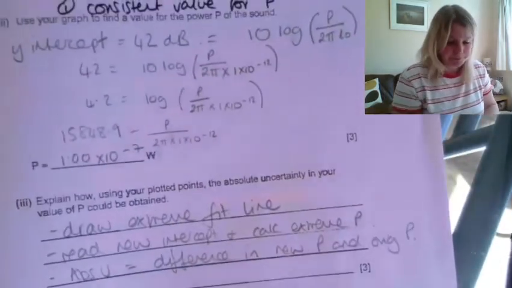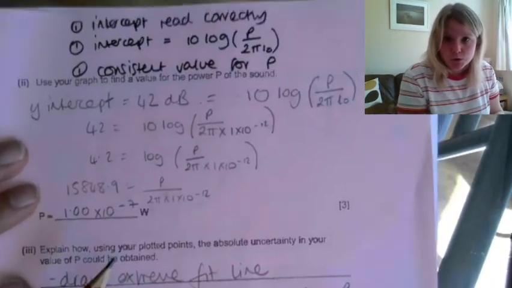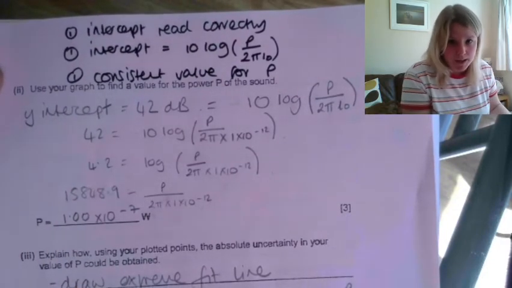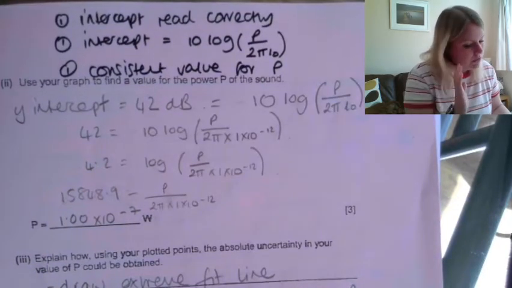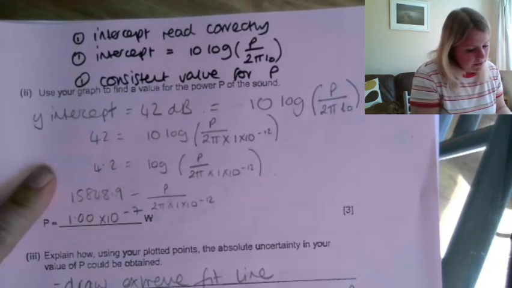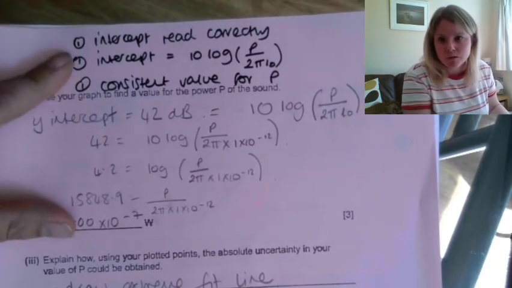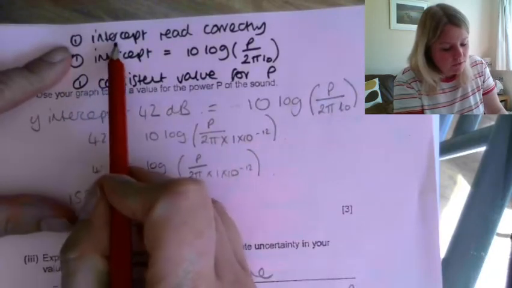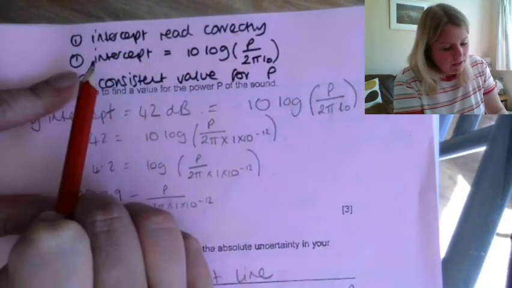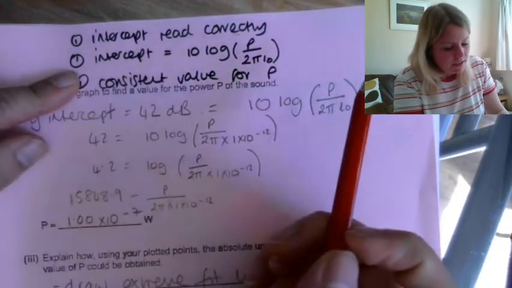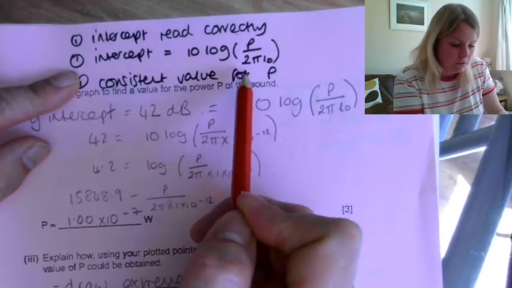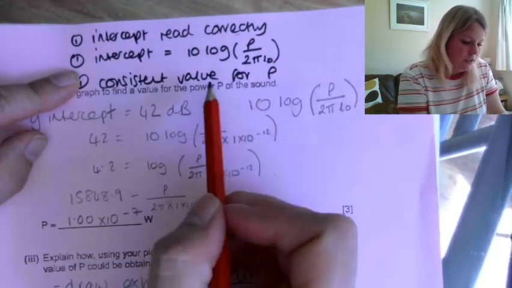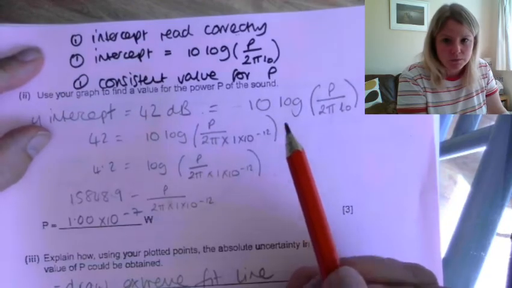There we are. Part 2. Use your graph to find a value for the power P of the sound. This is what the 3 marks are for. I'll do that first. So reading off your y-intercept correctly, putting your intercept equal to 10 log of P over 2 pi L naught, and then finding a consistent value of P.